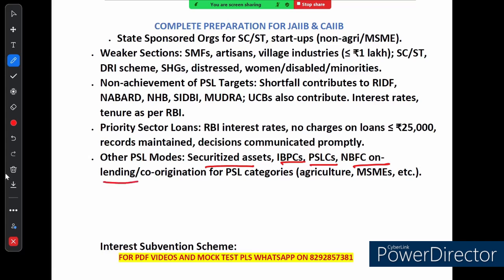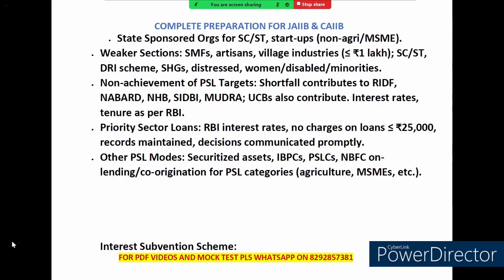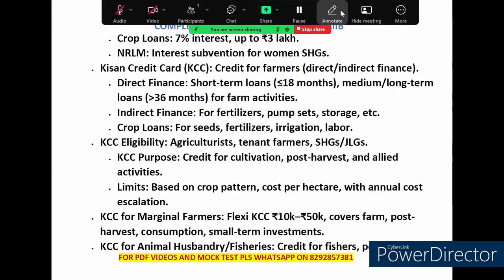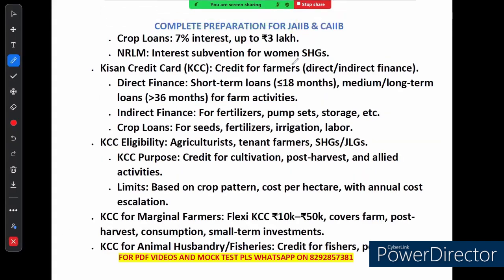Now, there is something called interest subvention scheme. So, which means offering loan at lower interest rate. If we talk about the crop loan, farmer get loan at just 7% interest for amount up to 3 lakh. NRLM, that is National Rural Livelihood Mission, Women Self-Help Group, SHG also benefit from reduced interest rate.